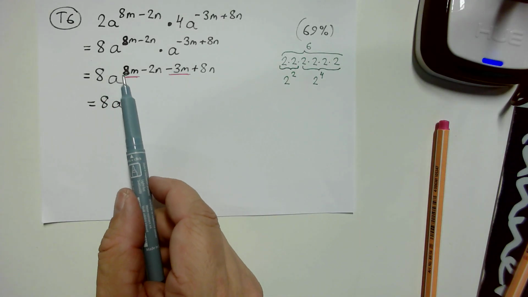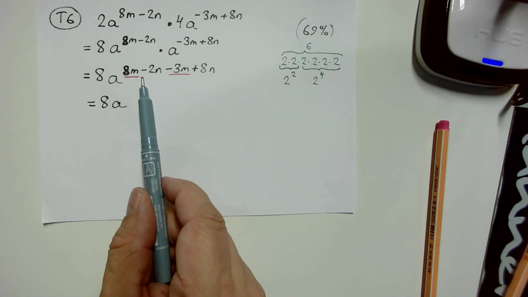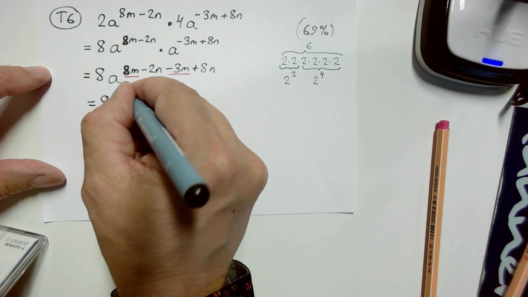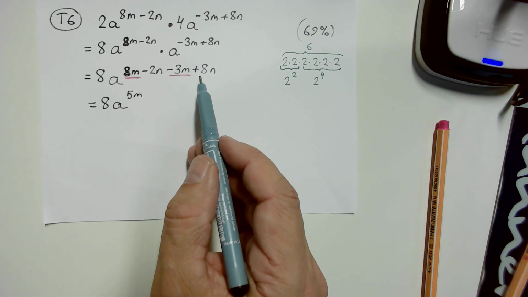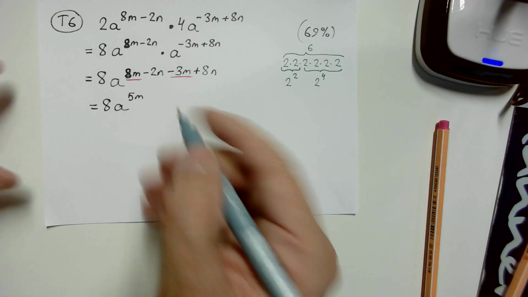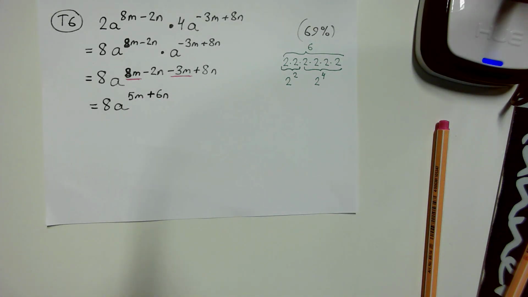And now we get 8m minus 3m. It becomes 5m. And minus 2n plus 8n becomes plus 6n. And this is the final result.